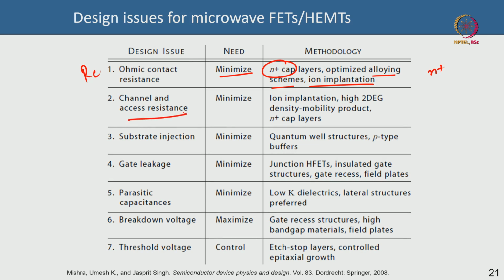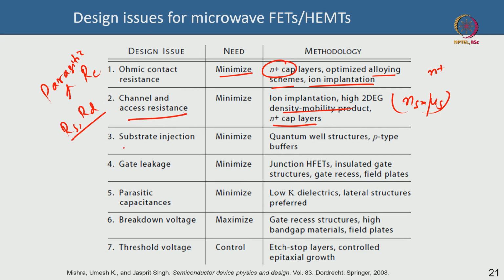The channel and excess resistances RS and RD also have to be minimum to bring down the parasitics. Actually this will constitute a lot of the parasitic resistances. You have to minimize that, and for that the product of mobility times 2DEG density has to be as high as possible. And again your N+ cap layers will help. Choosing materials such as indium gallium arsenide as the channel will also help, that is the pseudomorphic HEMT and indium phosphide HEMT that we will talk about.